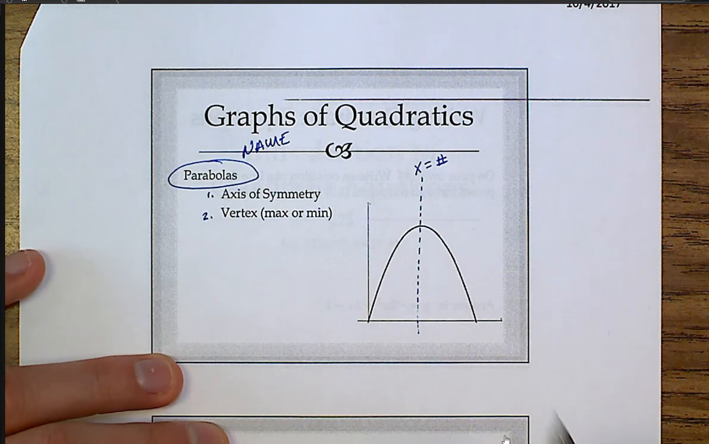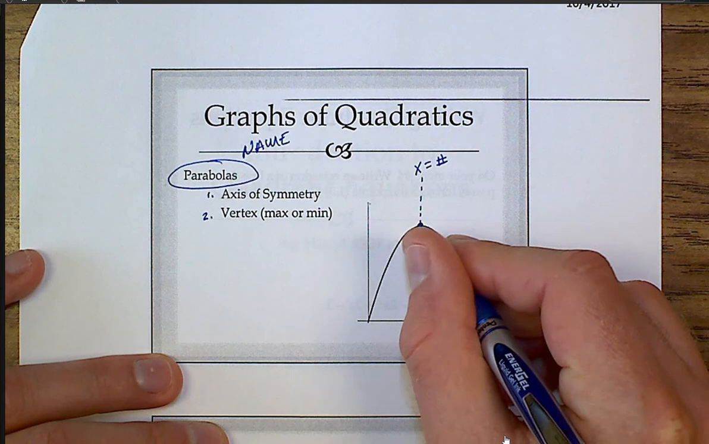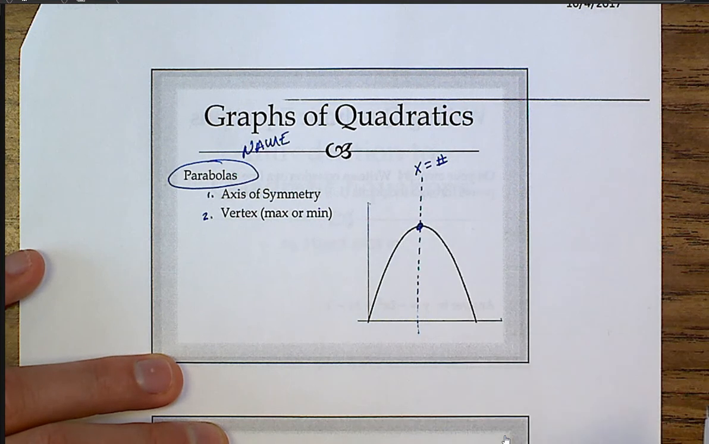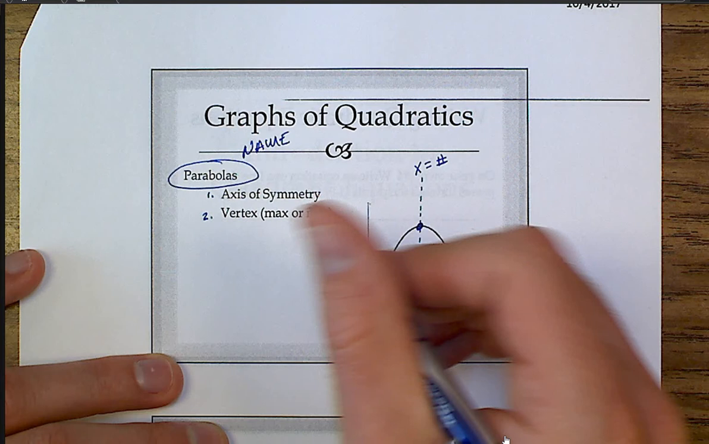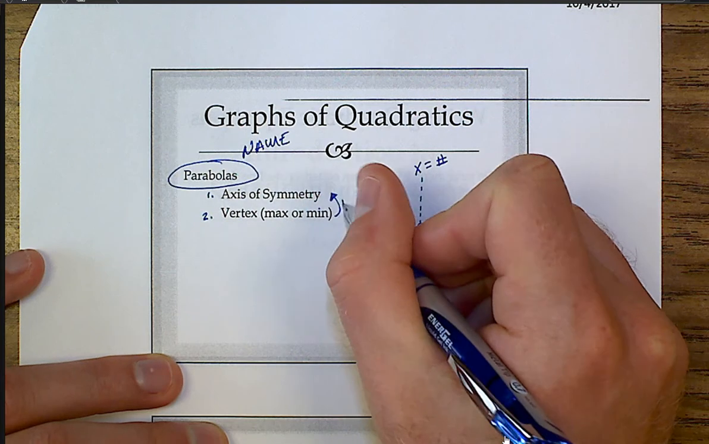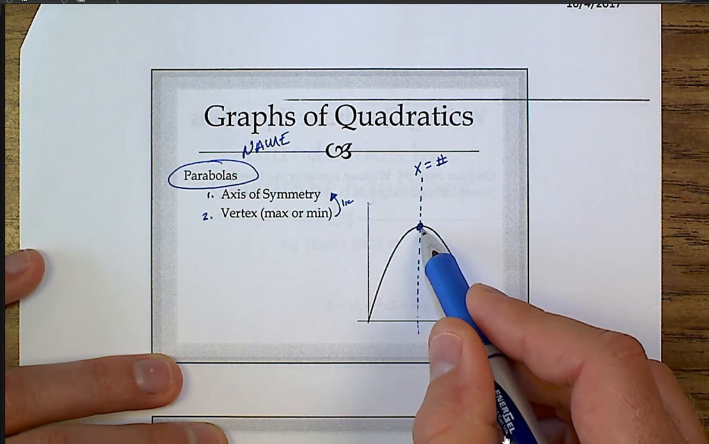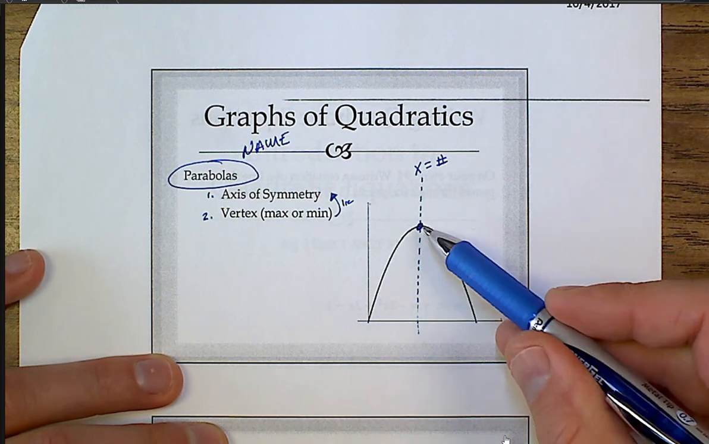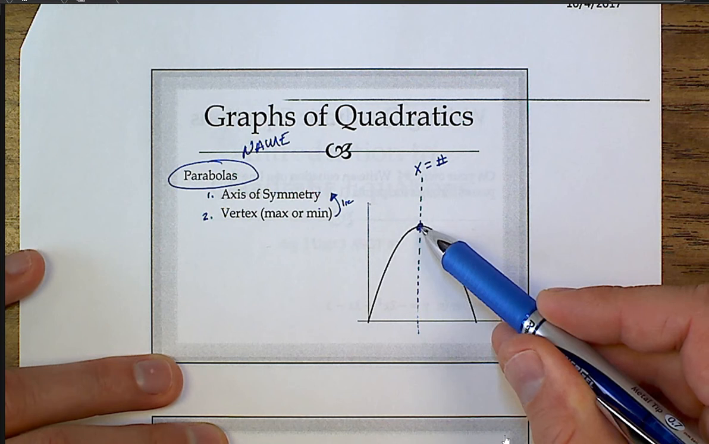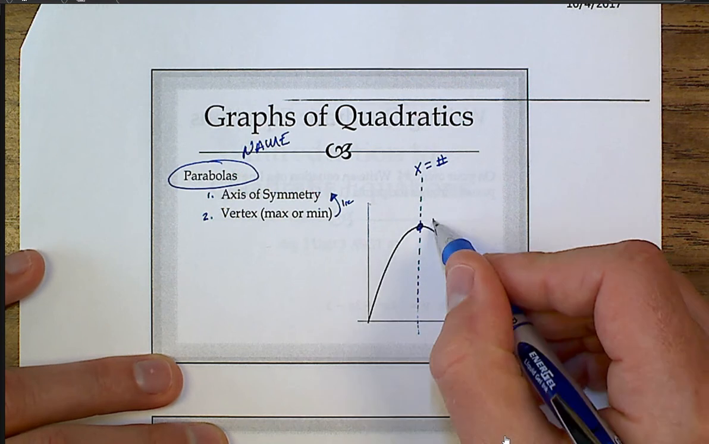So in this specific example right here, your vertex is always going to lie on your axis of symmetry. All right? Your vertex is always going to lie on your axis of symmetry. So in this case, if I asked you if this point is a max or a min, just use common sense. Is that the highest point or the lowest point of this parabola? That's at the highest point. That would be considered a maximum point.